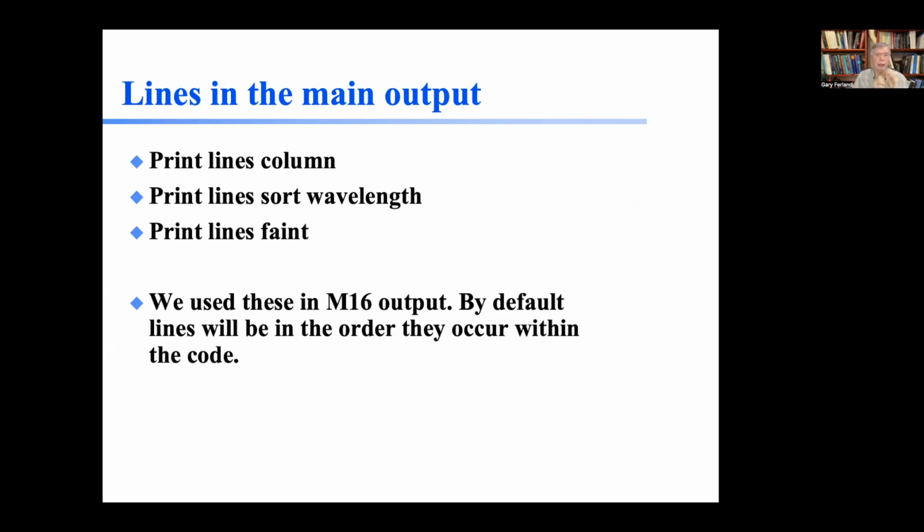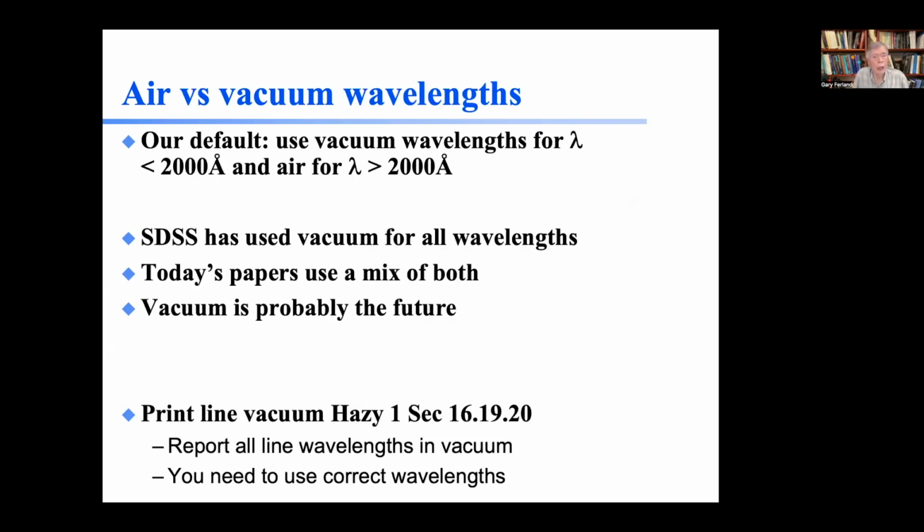So print lines column means you get one big long column of output. Print line sort wavelength means they're sorted from the shortest to the longest wavelength. Print lines faint allows you to prevent the code from reporting lines that are far too faint to be seen, so it makes the output more useful. Well, is that complicated enough? Here comes one more complication.